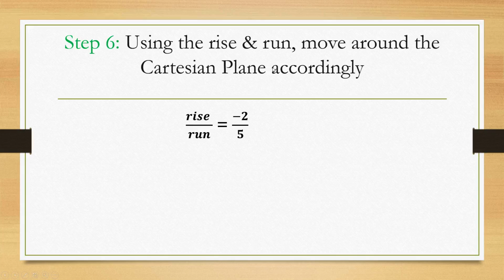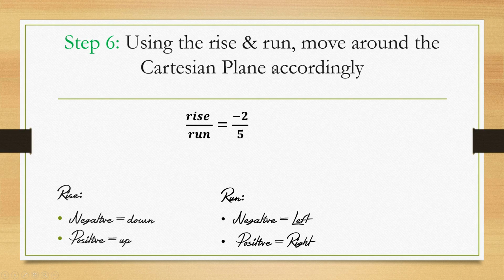Our rise and run was negative 2 over 5. And if our rise is a negative number, we must move down on the Cartesian plane. If our rise is a positive number, we must move up. However, if our run is a negative number, we must move towards the left. And if our run is a positive number, we must move towards the right on the Cartesian plane.